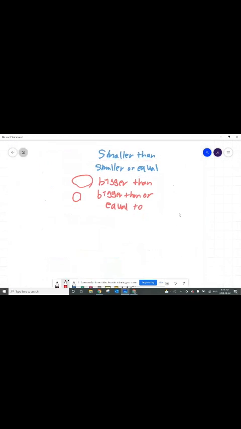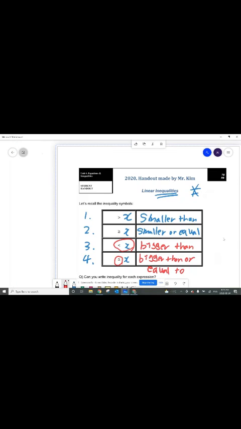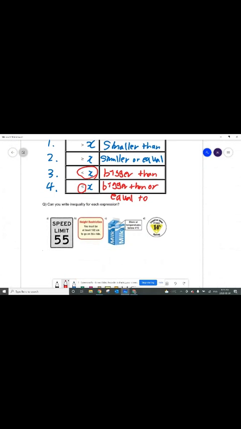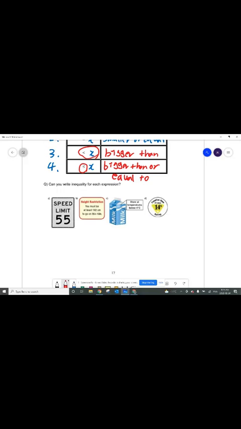Now then, let's go through this. Can we write an inequality for each situation? Let's look at case by case. Speed limit 55. Generally, it's kilometers per hour, so let's assume that unit. Well, in that case, you should drive 55 or smaller, or equal to, I like to say, in order to avoid any ticketing, right? 55 kilometers per hour is your speed limit, or it can be miles per hour, but in any case.